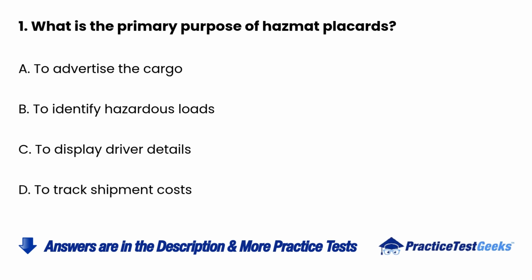1. What is the primary purpose of hazmat placards? A. To advertise the cargo. B. To identify hazardous loads. C. To display driver details. D. To track shipment costs.